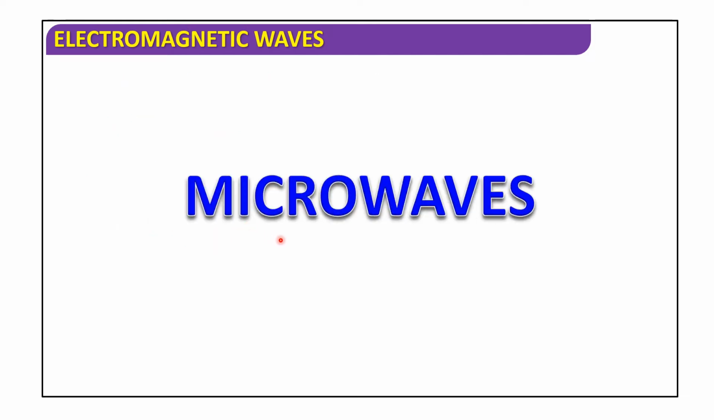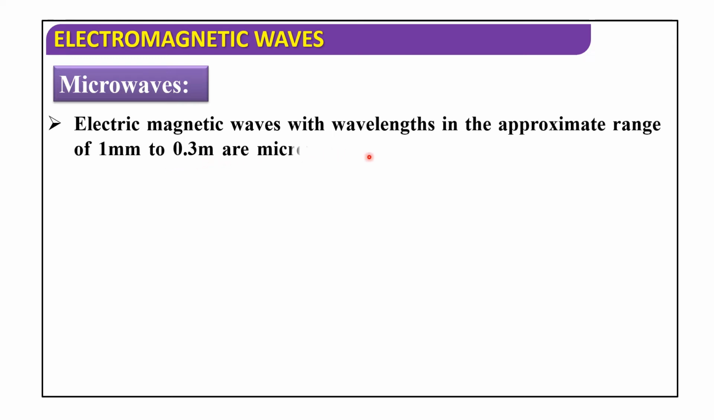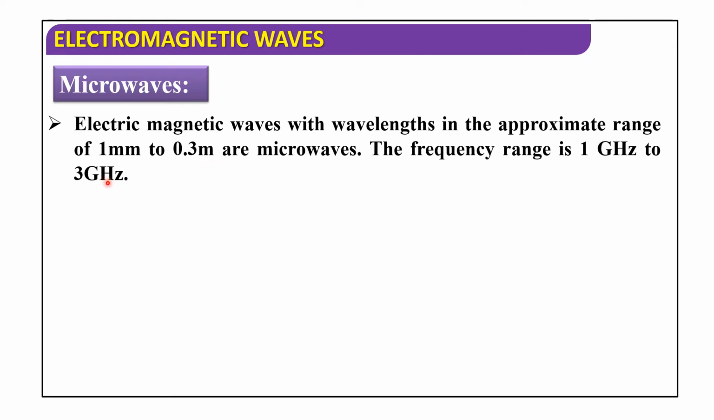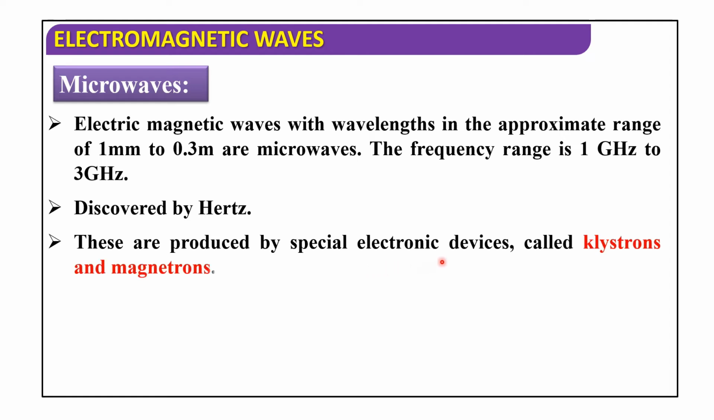Now discuss microwaves. Electromagnetic waves with wavelengths in the approximate range of 1 mm to 0.3 meter are microwaves. This frequency range is 1 GHz to 3 GHz. They were discovered by Hertz. These are produced by special electronic devices called klystrons and magnetrons.